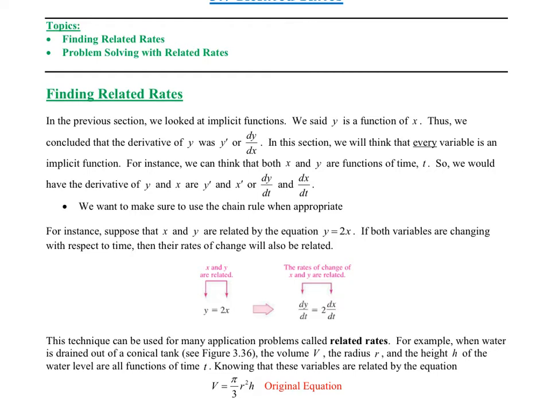So we would have the derivative of y and x are y prime and x prime, or dy dt and dx dt. Again, I use the prime notation when I teach. The book uses the derivative with respect to t, so the dx dt and the dy dt. Exact same thing. It says we want to make sure to use the chain rule when appropriate. It says, for instance, suppose you have x and y are related by the equation y equals 2x. If both variables are changing with respect to time, then the rates of change will also be related.